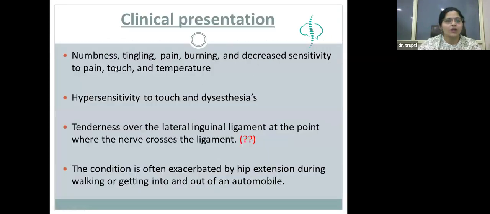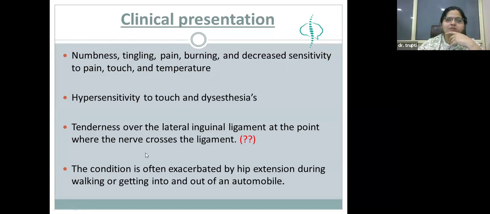Now, clinical presentation. The patient will come to you with numbness, tingling, pain, burning, and decreased sensitivity to pain, touch, and temperature. So there will be numbness in the anterolateral part of the thigh. The patient will say he can't feel anything over there, and when he rubs the thigh in this way, he feels a bit better.